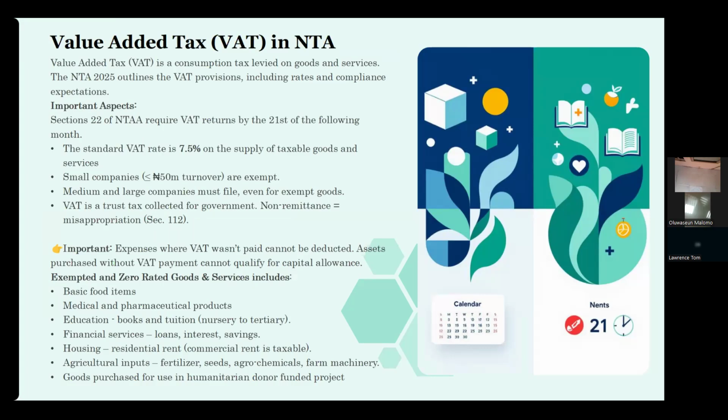Value added tax. People ask me: am I supposed to charge VAT? Am I supposed to pay VAT? What am I getting that I'm paying VAT on? What is the service I'm deriving that I'm paying VAT on? We have all of these questions.